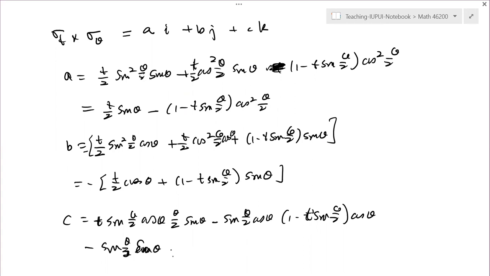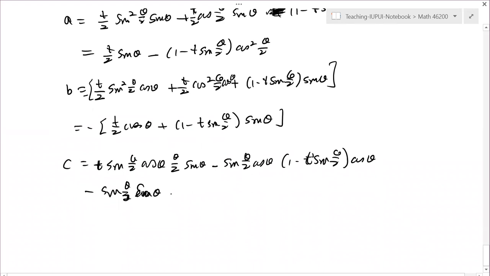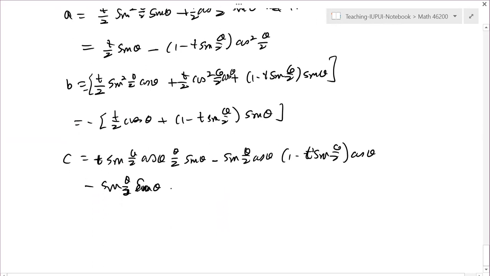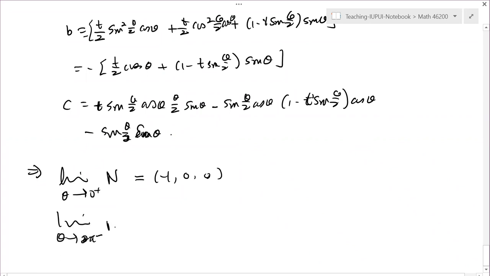I cannot memorize all the variables. So what we are trying to do here is you can get all the formula, right? But what you get here is a normal vector. It's not worth it to compute. Then you can show that the limit of the normal vector as theta approaches 0 from the positive side is going to be negative 1, 0, 0. However, when theta approaches 2 pi from the negative side, that's going to be positive 1, 0, 0.